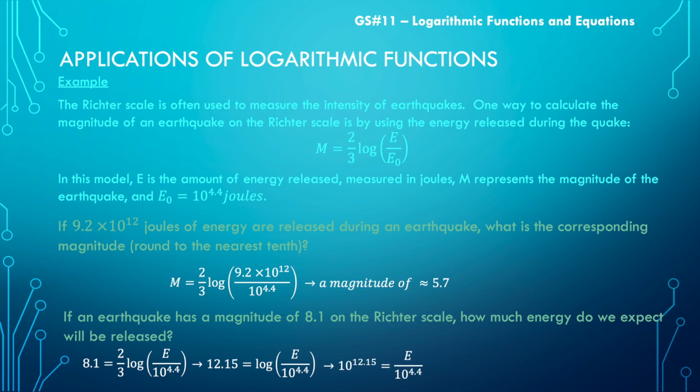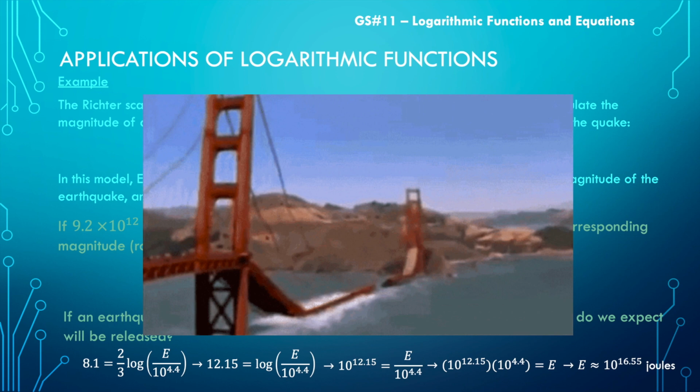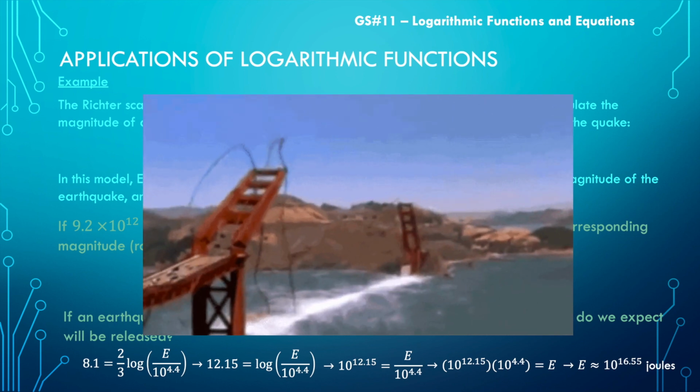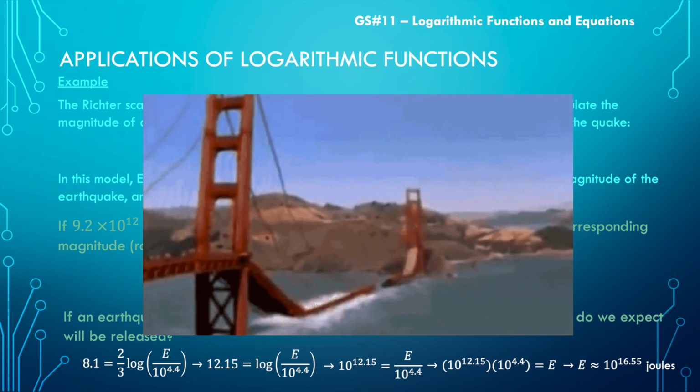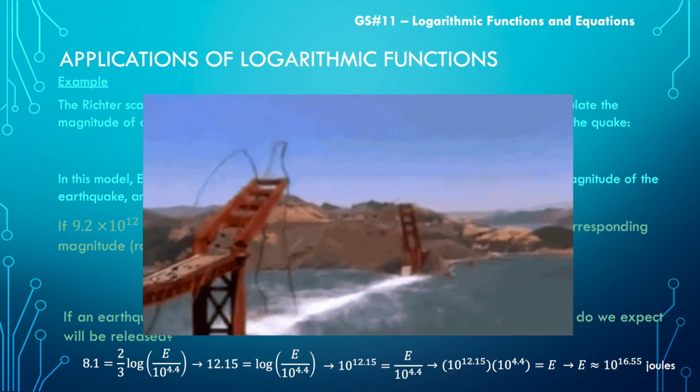Okay, and so now if I want to isolate E, I'm just going to multiply both sides of this equation by 10 raised to the 4.4. We can take these two powers of 10, and since they both have a base of 10, we can just add the exponents, and we can say, well, E is going to be about 10 raised to the 16.55 joules. Now, that seems like a lot of power, and in fact, you'd be right. It could cause some major damage. I don't know if it would tumble the Golden Gate Bridge, but we know that if it happened there, we could have a lot of problems going on.